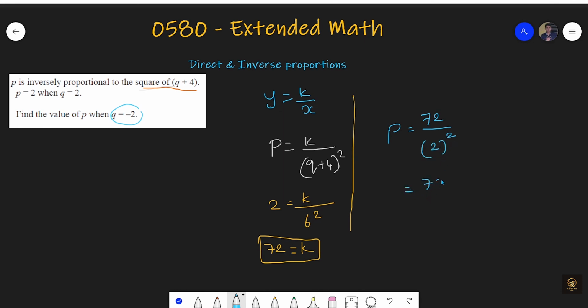And 2 square is 4. We can work out that 72 divided by 4 is 18. So the p value is 18, that is the answer we are getting here.